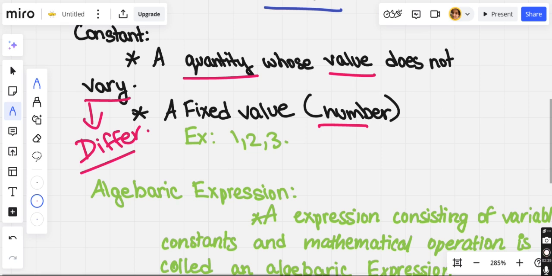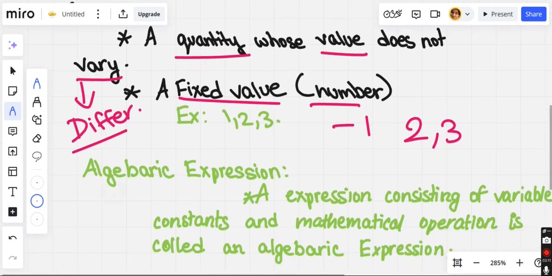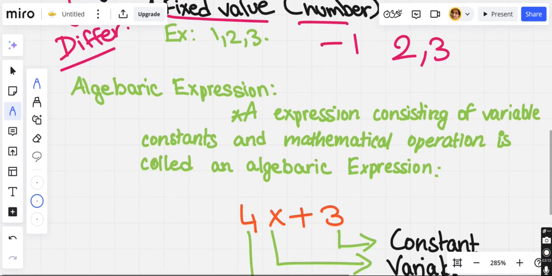So which is not a fixed value? For example, between 2 and 3. If I tell you I will reach between 2 and 2:30 p.m., it is not a fixed value. But if I tell you I reached at 2 o'clock, it is a fixed value because I don't have any doubt. I am sure that I reached at 2 o'clock. Next, let's go to the lesson.